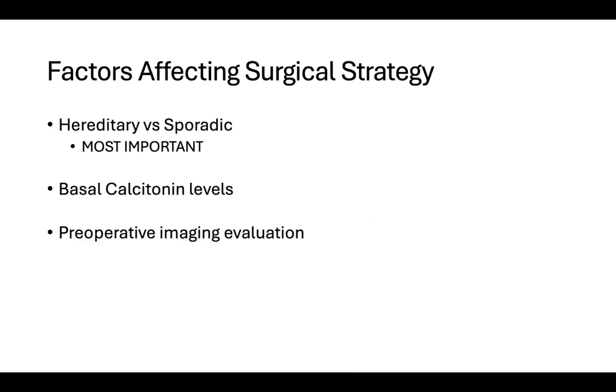So what are the factors? Of course, hereditary versus sporadic, which is RET germline mutation. It is actually the most important, the first one that we need to take into consideration when we want to plan patients for surgery. Basal calcitonin levels, and of course, pre-operative imaging evaluation.